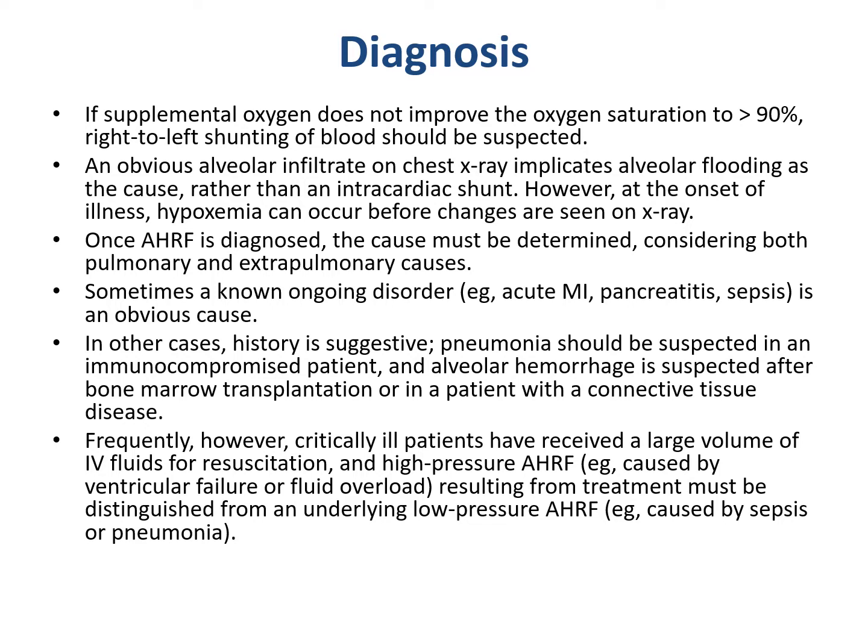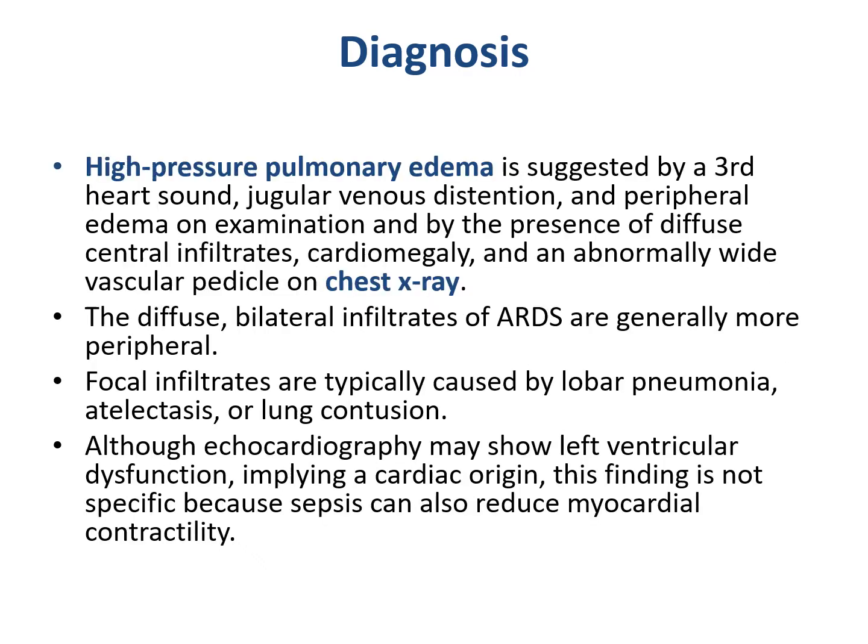Frequently, however, critically ill patients have received a large volume of intravenous fluid for resuscitation, and high-pressure IHRF resulting from treatment must be distinguished from an underlying low-pressure AHRF, for example, caused by sepsis or pneumonia. High-pressure pulmonary edema is suggested by a third heart sound, jugular venous distension, and peripheral edema on examination, and by the presence of diffuse central infiltrates, cardiomegaly, and an abnormally wide vascular pedicle on chest X-ray.